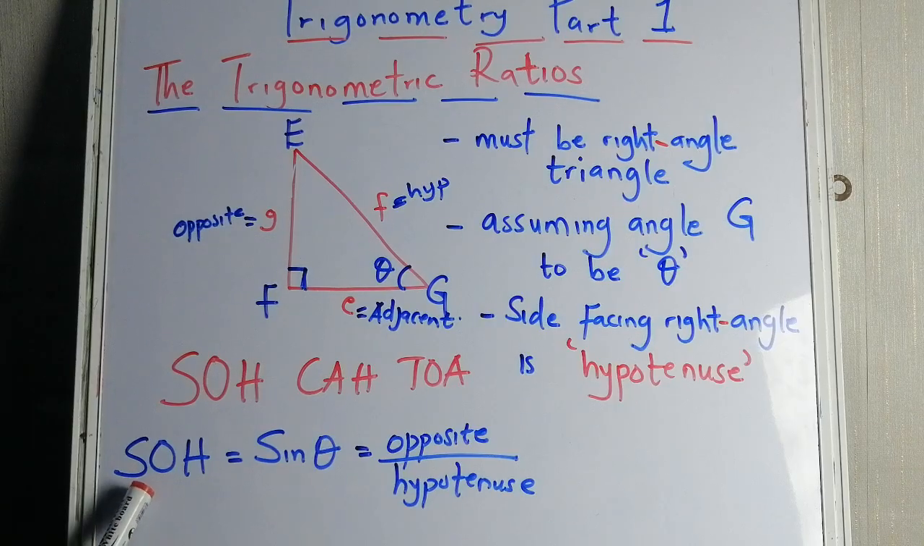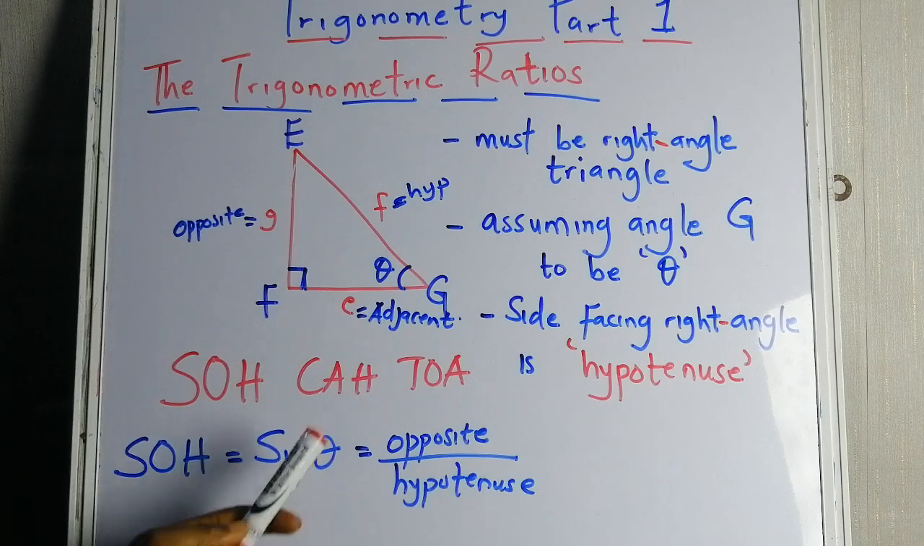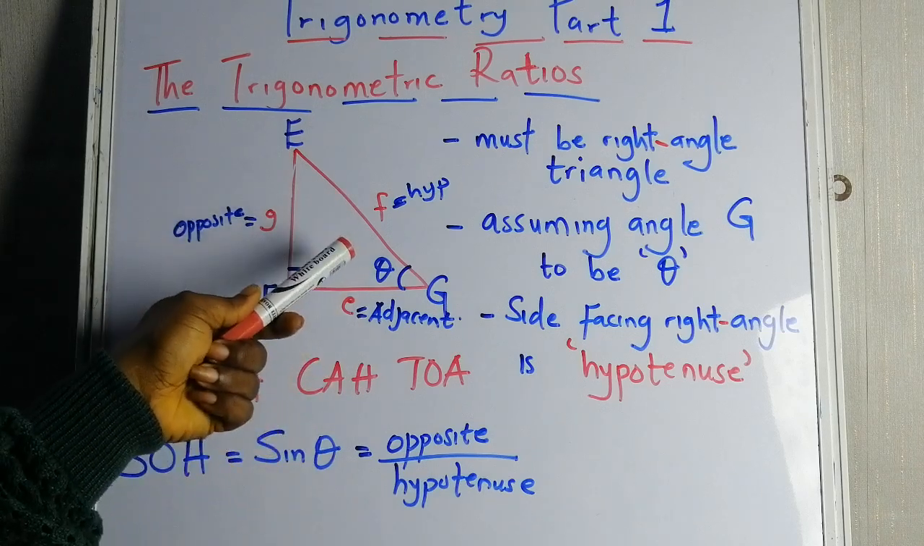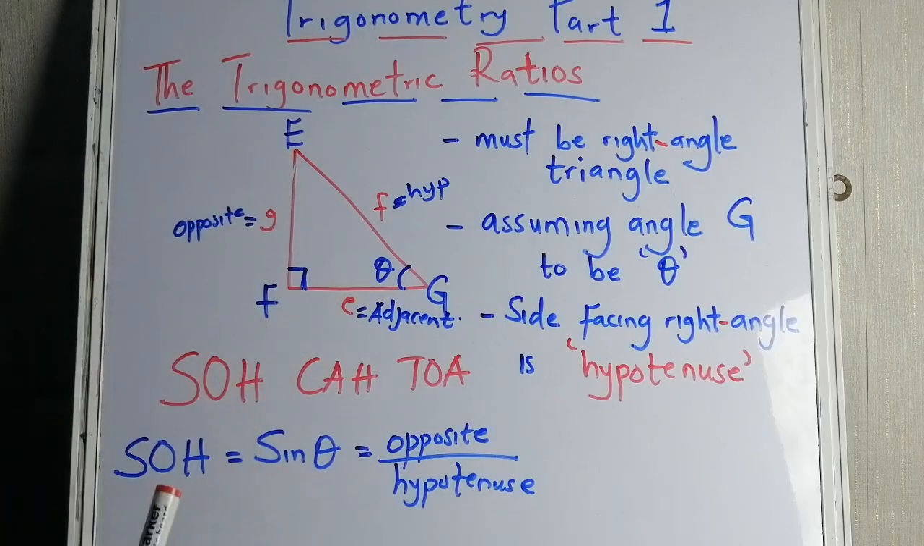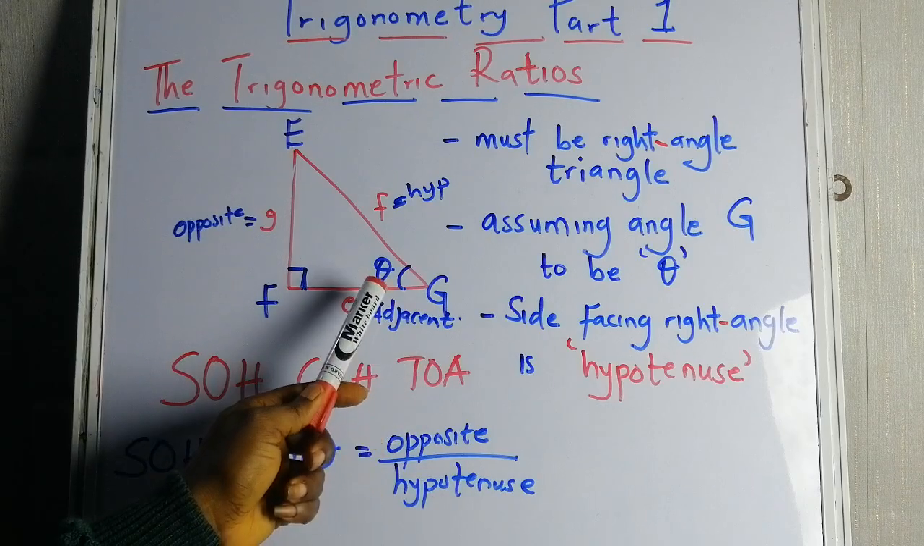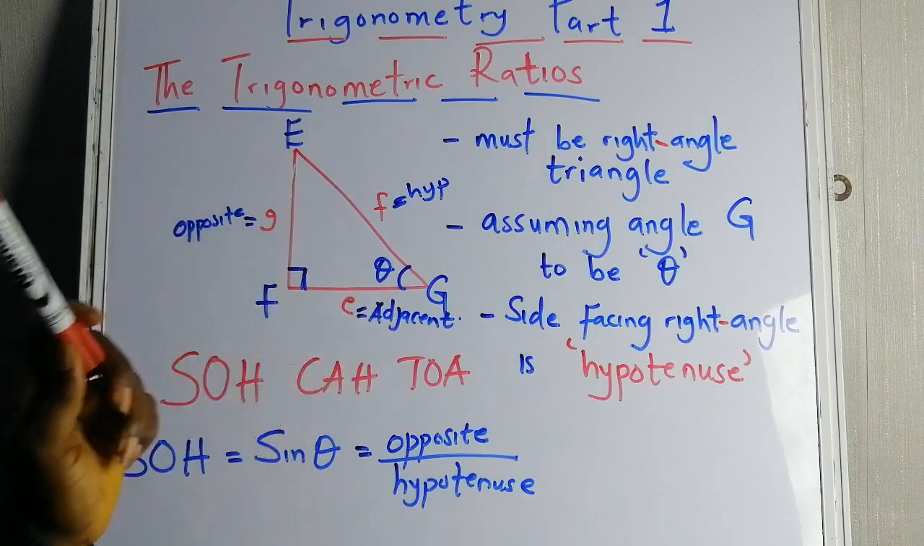Now, this is SO. S means what? Sine theta, which is this angle here. In the exam, it might be T, it might be beta, you might just know that it can change. So O here means what? Opposite. H here means what? Hypotenuse.